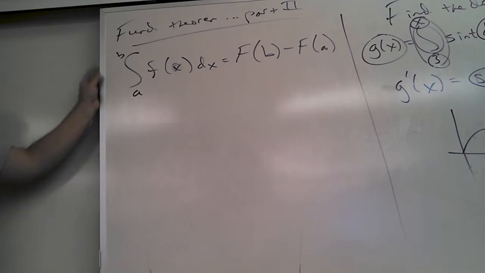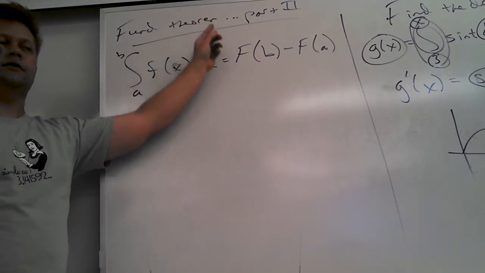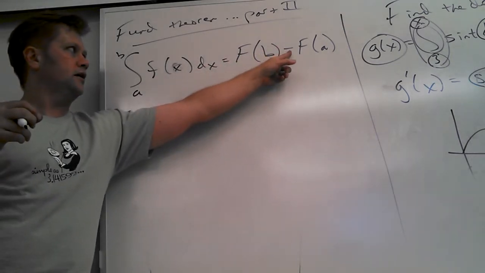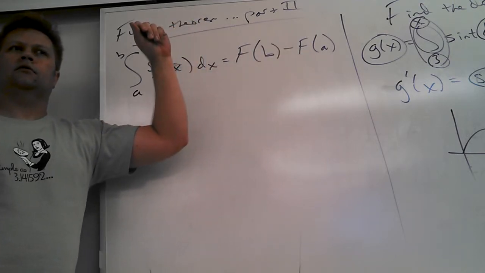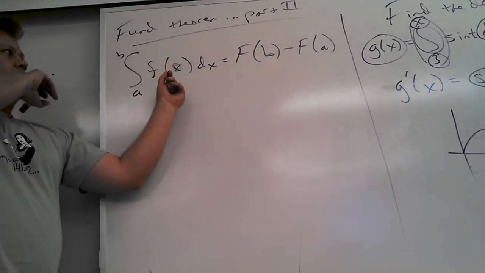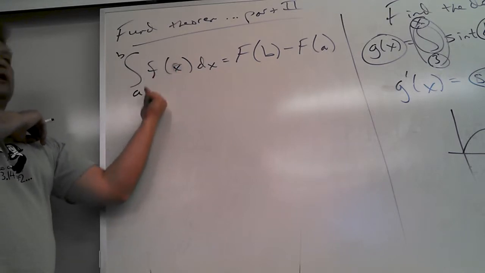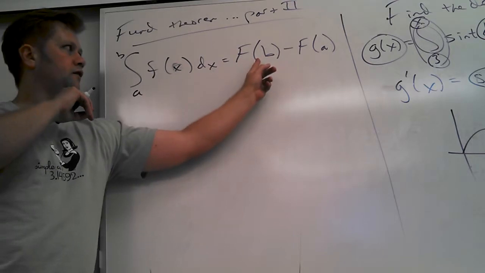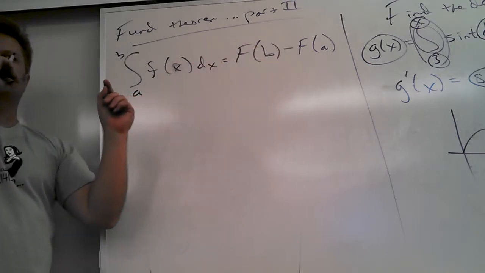So the integral of this is what the result of the theorem is. It says that the integral of f from a to b is equivalent to the difference in the antiderivative evaluated at the endpoints. So the area under the function f from a to b is equivalent to the difference in the values of the antiderivative at the endpoints.